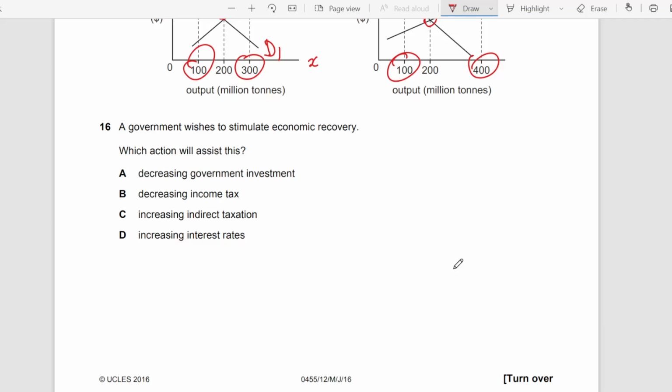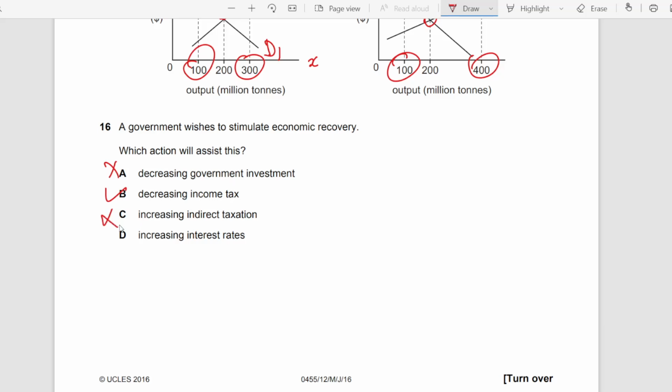Okay, so what happens when the government decreases government investment? Will that stimulate economic recovery? No, because the government is decreasing its investment. So the government needs to increase investment to increase the spending. Decreasing income tax, yes, because when the income tax decreases, people will have more money left with them, so they will spend the money, and that will stimulate the economy. As the spending increases, the economic activity increases as well, so it stimulates the economy.